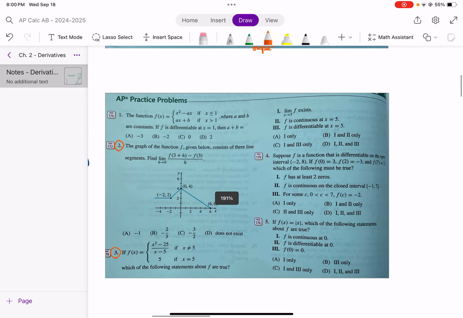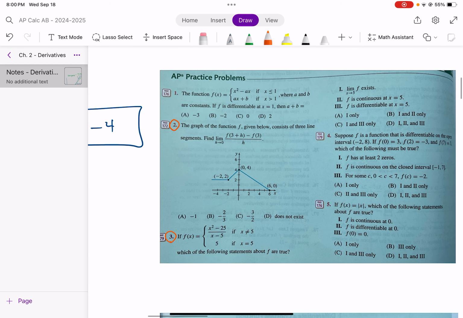Okay, a few on this page. The graph of the function f given below consists of 3 line segments. Find this limit and check that out. What is that? That's the definition of the derivative, but applied specifically. Typically we see an x here and an x here, but in this case, we're applying that definition specifically at an x value of 3. So what is this? This isn't the derivative as a formula.